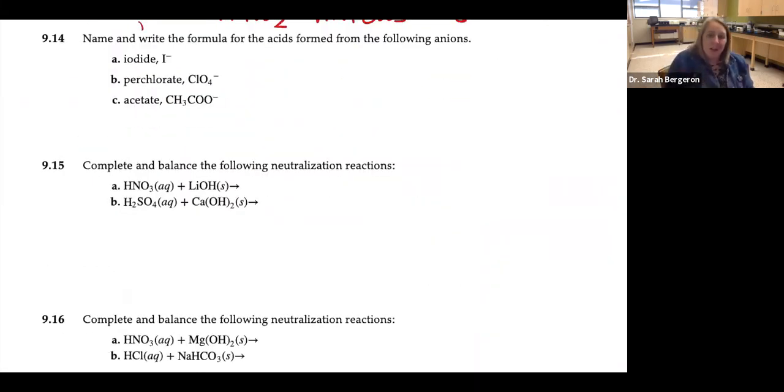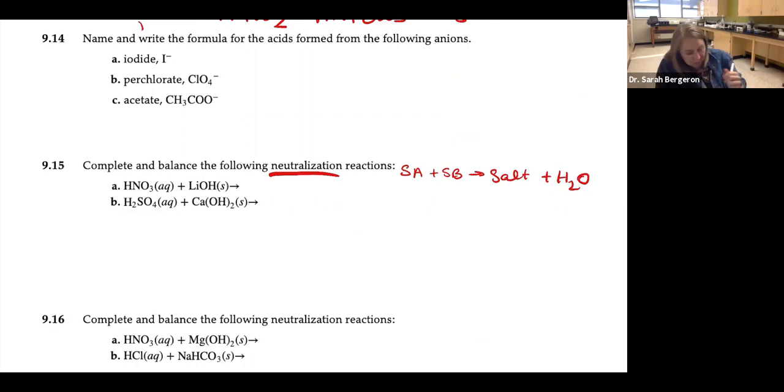Complete and balance the following neutralization reactions. Okay, red flag. What's a neutralization reaction? I'm going to have a strong acid plus a strong base, and I'm going to make a salt plus water. Okay, that's what you need to remember. I'm going to make a salt plus water.